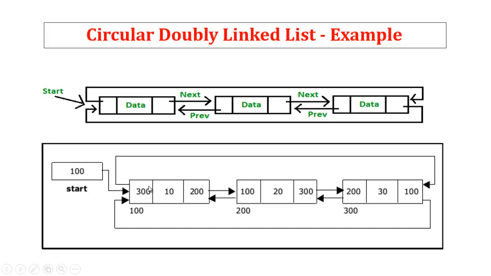The last field and the first field are considered null in a doubly linked list. To overcome this, in a circular linked list, the first node's previous pointer points to the last node address. What is the last node? 300. Same thing for the last node's next field pointing to the first node address. What is the first node address? 100. This we call a circular doubly linked list.